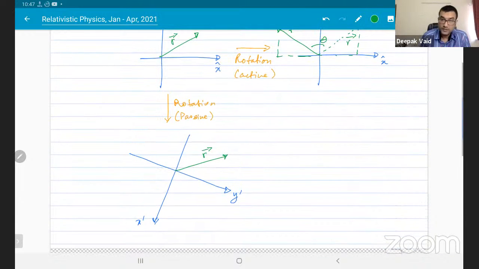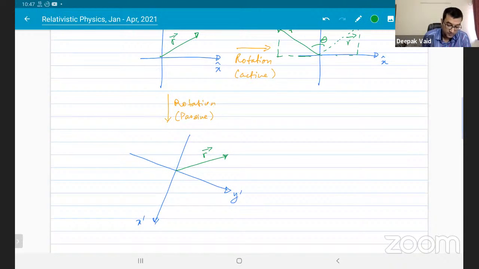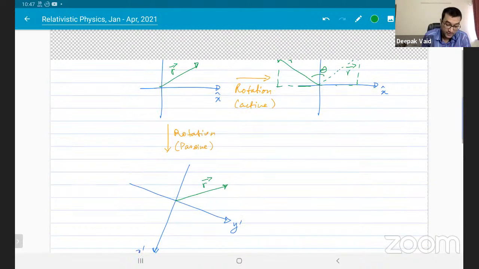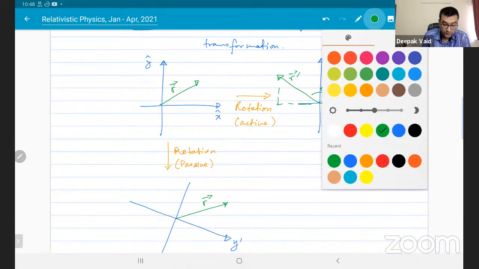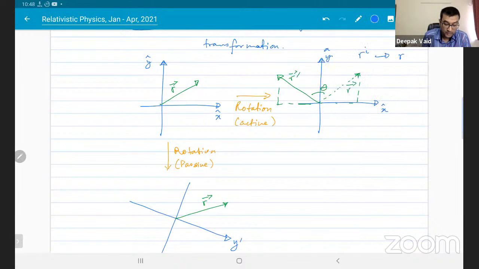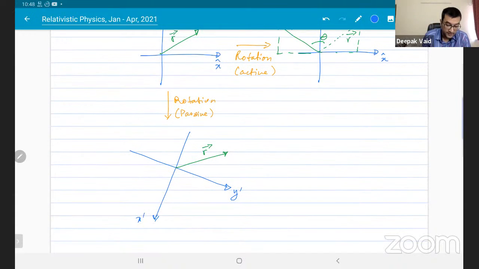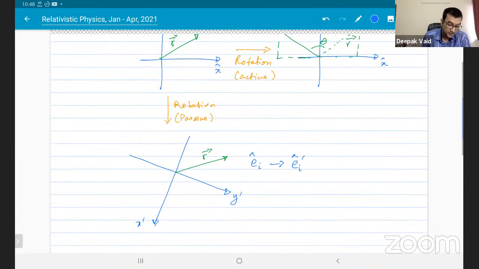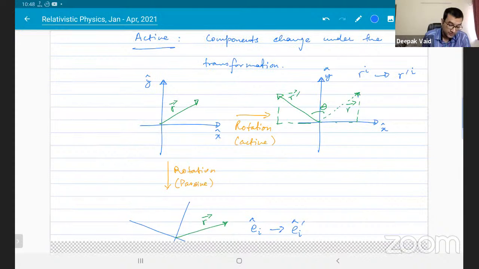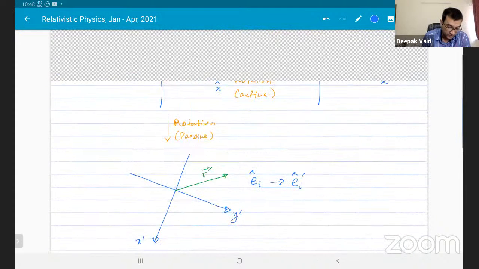Now in this picture, what is happening? In the first case, it is the components of the vector which are changing. So Ri goes to R prime i. And in the second case, it is the basis vectors which are changing. So Ei goes to Ei prime. Ei are the basis vectors, so here X and Y. So these are the 2 senses in which transformations happen. One is an active transformation, the other is a passive transformation.